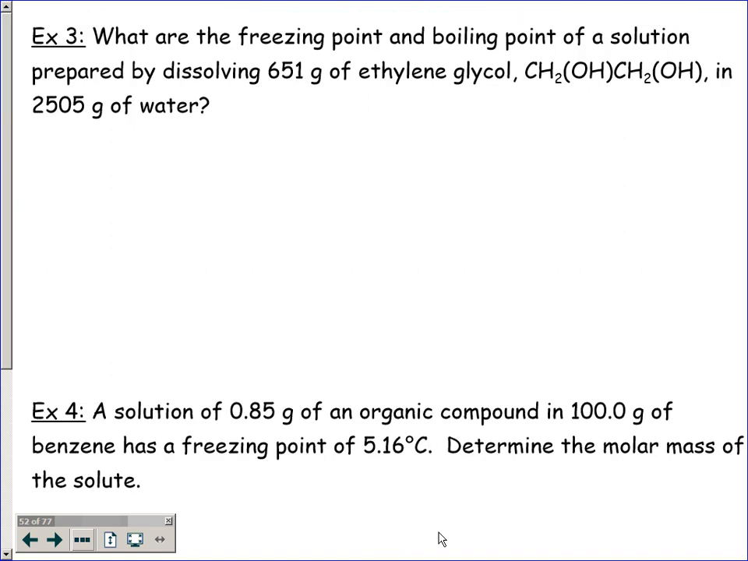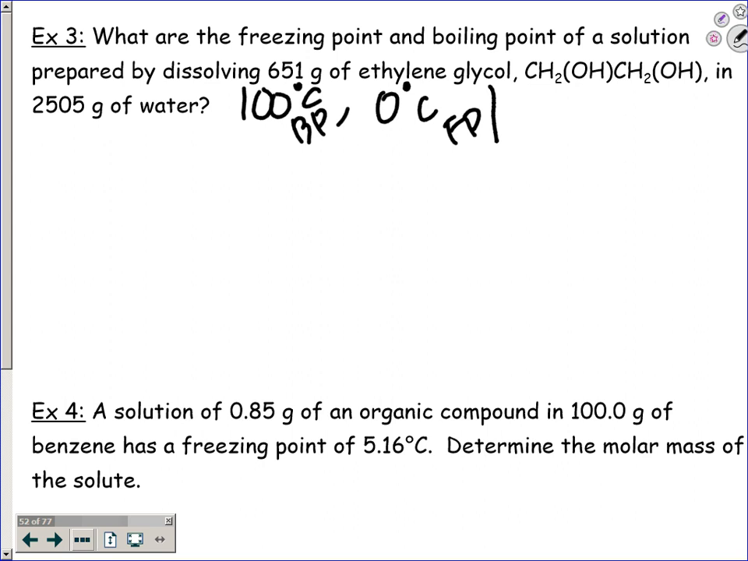I want to know the new freezing point and the new boiling point of a solution prepared by dissolving 651 grams of ethylene glycol in 2,505 grams of water. Before we move from here, this is our solvent, right? Pure solvent, what is the boiling point? What's the freezing point? Okay, 100 degrees Celsius is the normal boiling point with no additives, meaning pure solvent. And then 0 degrees Celsius. So we have to do a comparison to the normal in order to get the new.